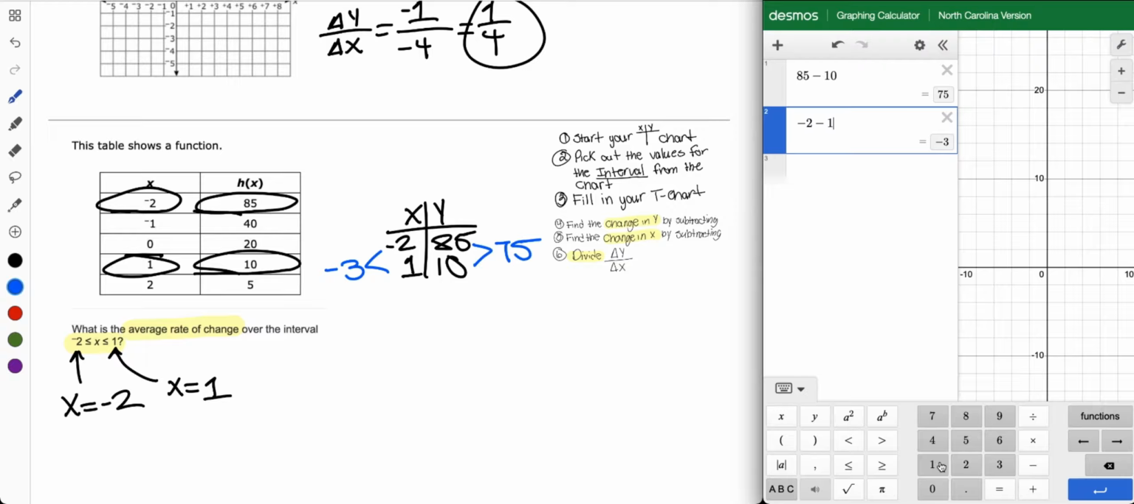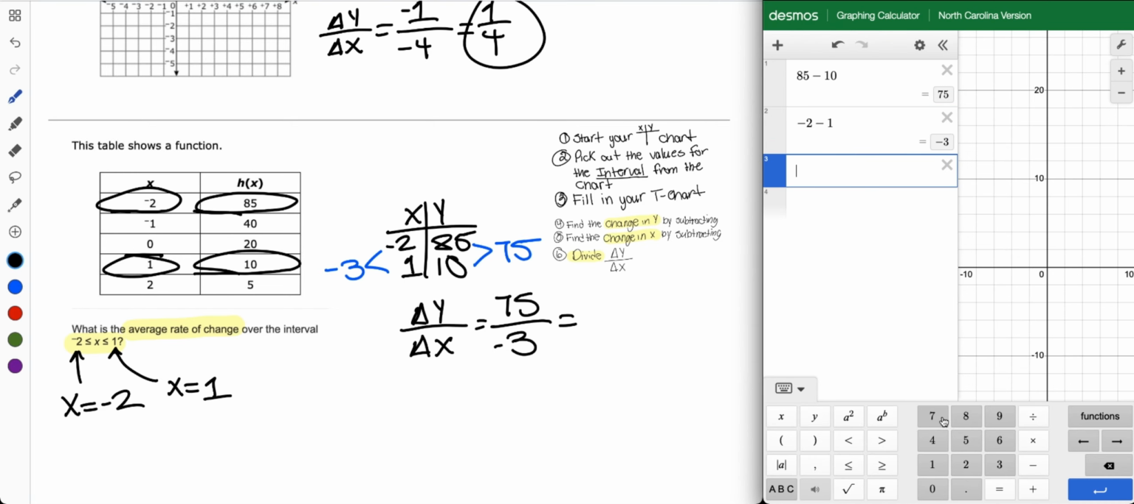Okay, now we're going to take and do our division. So we're going to set it up as being our change in our y value over our change in our x value. So our change in y was 75 divided by our change in x, which is -3. So if we go to Desmos and type that in, that's 75 divided by -3. That's going to give us an answer of -25. So the average rate of change is -25 for that example.